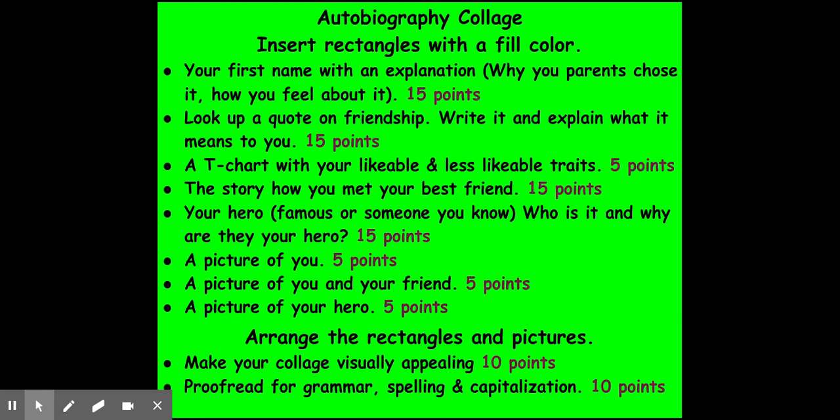Please use this time to create your autobiography collage, and we can conference if you're in trouble or need help.